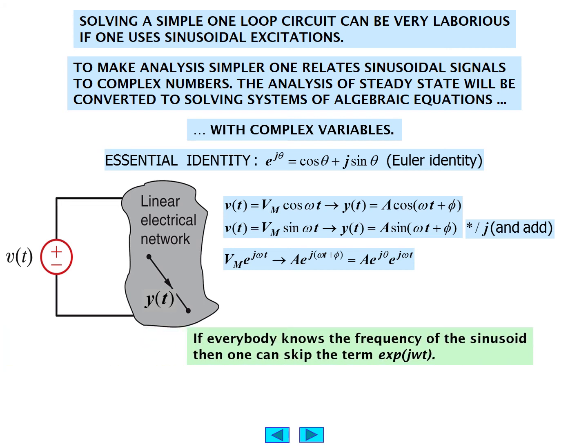If everybody knows the frequency of the sinusoids, then we don't even need to worry about writing the term e to the j omega t. Just assume it's there as part of the overall solution, since the frequency is well known, and therefore we could write v sub m as just a e to the j theta.